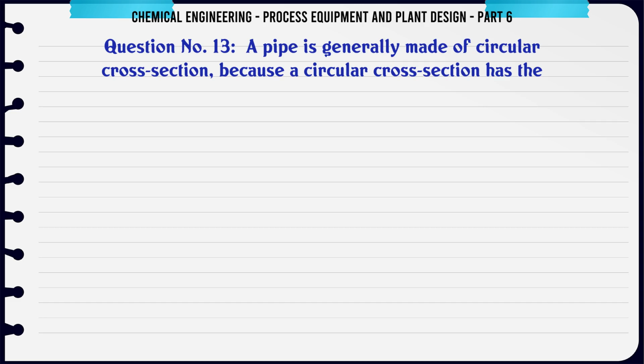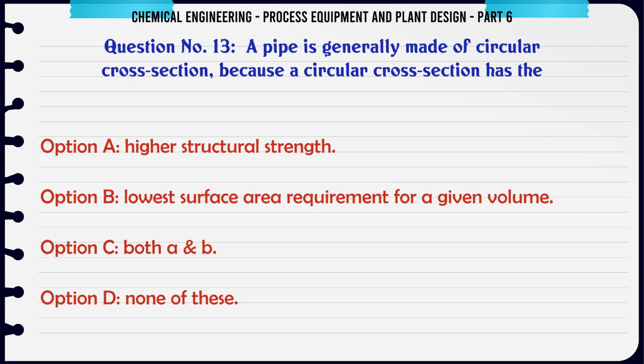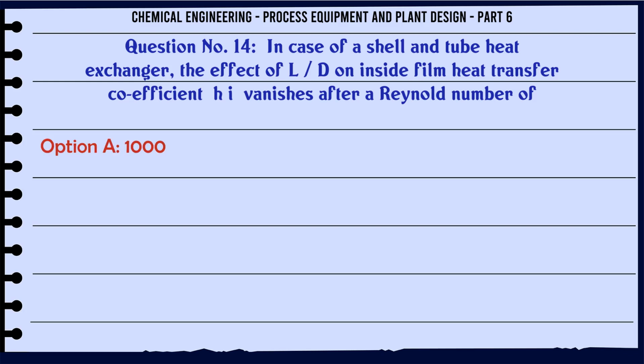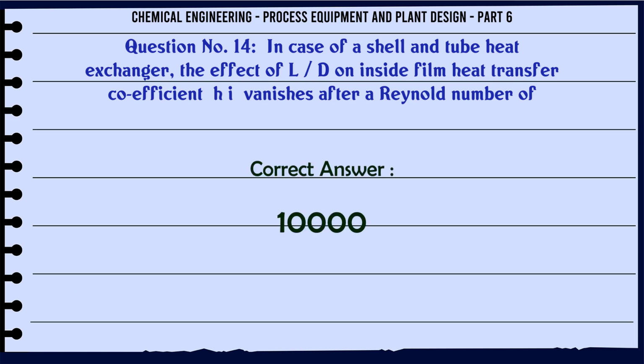A pipe is generally made of circular cross-section because a circular cross-section has the A. higher structural strength, B. lowest surface area requirement for a given volume, C. both A, B, D. none of these. The correct answer is both A, B. In case of a shell and tube heat exchanger, the effect of L/D on inside film heat transfer coefficient hi vanishes after a Reynolds number of A 1000, B 3000, C 5000, D 10,000. The correct answer is 10,000.